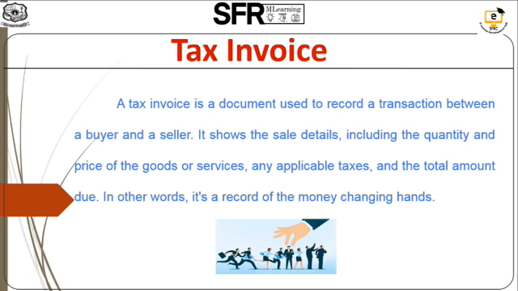A tax invoice is a document used to record the transaction between a buyer and the seller. It shows the sales details including the quality and price of the goods or services, any applicable taxes and the total amount due. In other words, it is a record of the money changing hands.